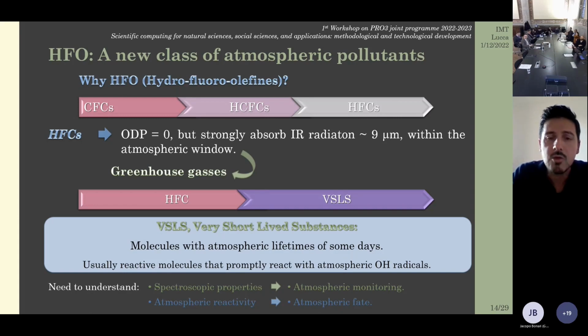But nowadays, the new regulations that aim at achieving a reduced global warming are planning to replace hydrofluorocarbons with other molecules that have a lower impact from the global warming point of view. And one such family of compounds are the so-called very short-lived substances, and hydrofluoroolefins belong to this family.